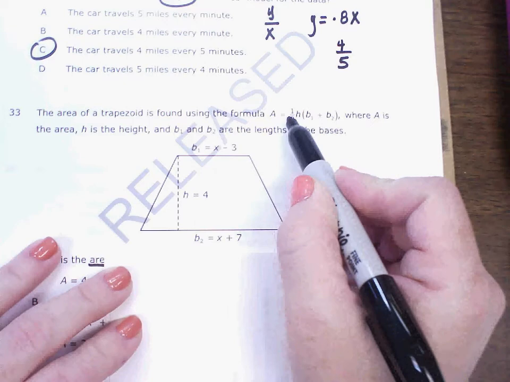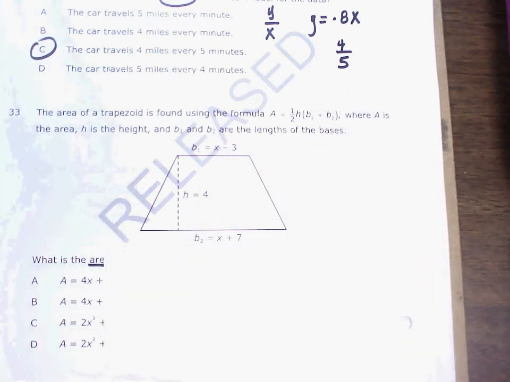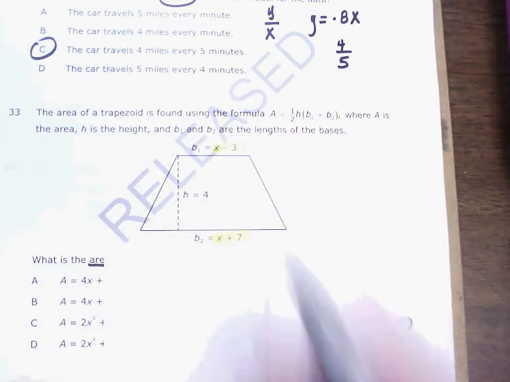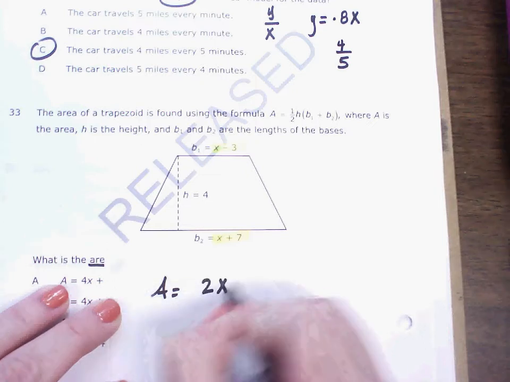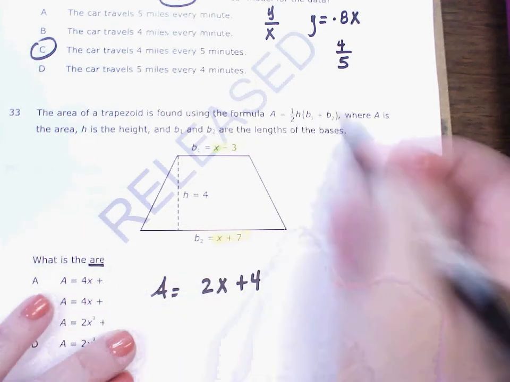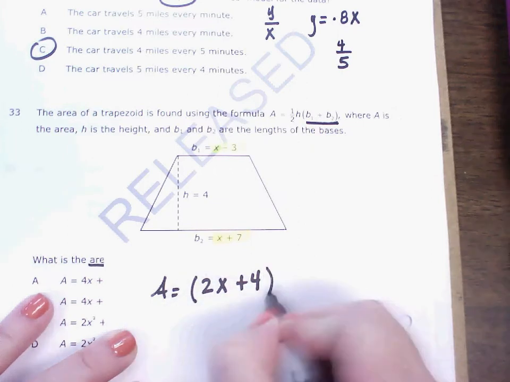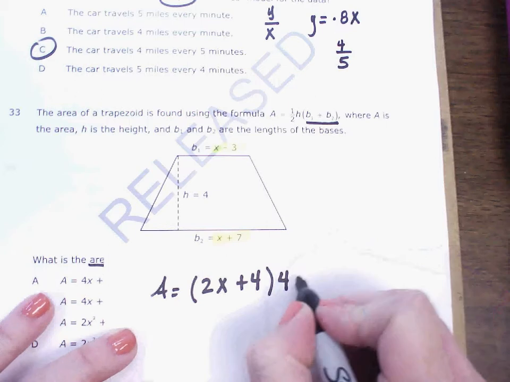All right, so let's go ahead and add. Is there anything that I can add between those two bases? So when I add those two bases, what do I get? 2x plus 4. Very good. So this is this part of the equation. And then I'm going to multiply that by my height, which is 4. And then I'm going to multiply that by 1/2, which is 0.5, right?